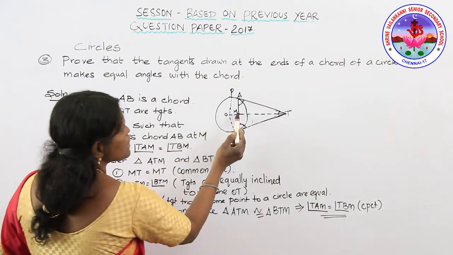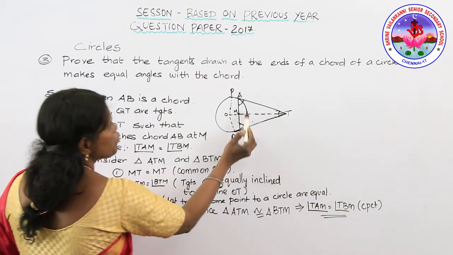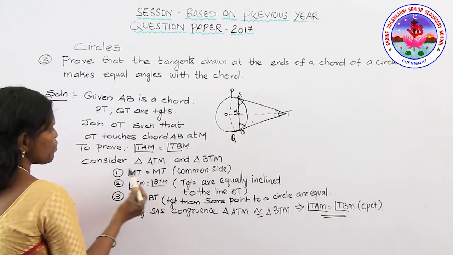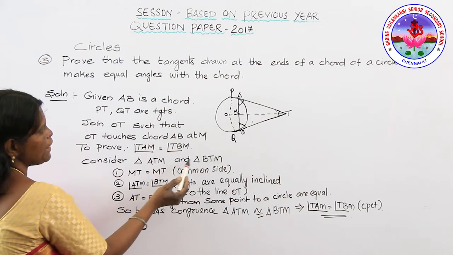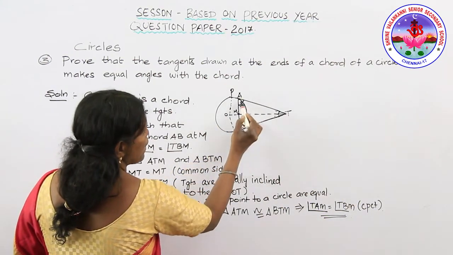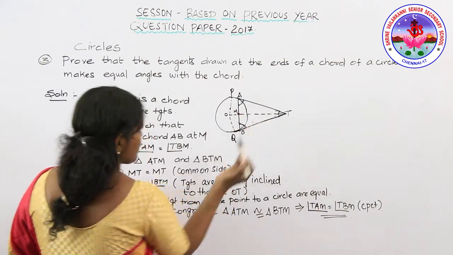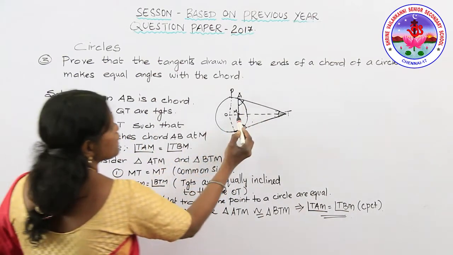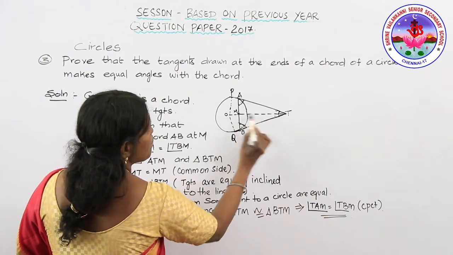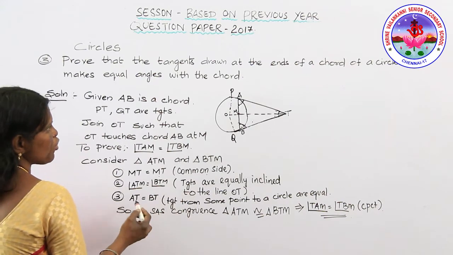Now I am going to consider the triangles ATM and BTM to prove the congruence here. So we are considering triangle ATM and triangle BTM, in order to prove that these two angles are equal, since these two angles are involved in these triangles. So first, I find that in these two triangles, MT is a common side. So I have written MT is equal to MT, common side.